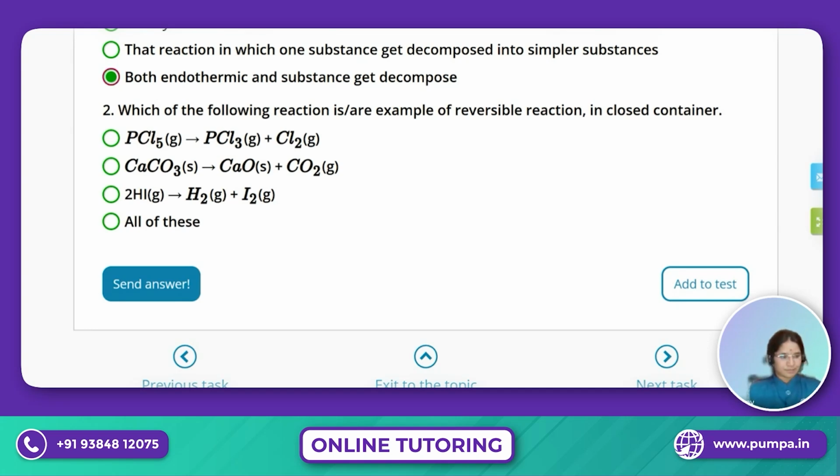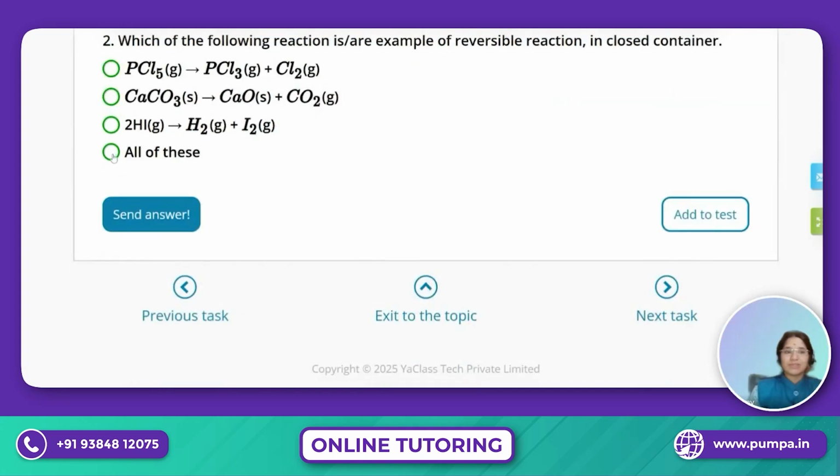Got it, everyone? Ma'am, is a reversible reaction a physical change? No, dear. We can't say it in that way. Physical reactions are reversible, but not all reversible reactions are physical. Physical changes will definitely be reversible, but you cannot say all reversible reactions are physical. Why? Because when you consider reversible reactions, there are some which can be chemical changes also. Okay, ma'am. So here you can choose all of these.